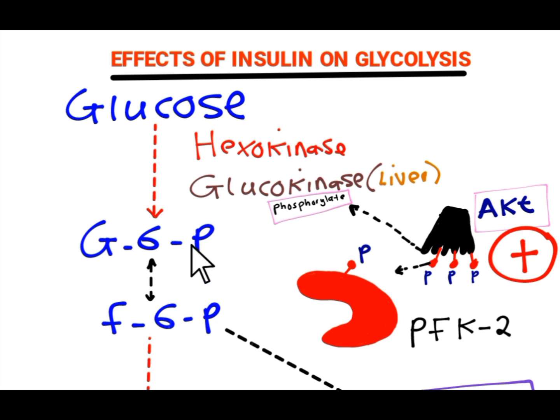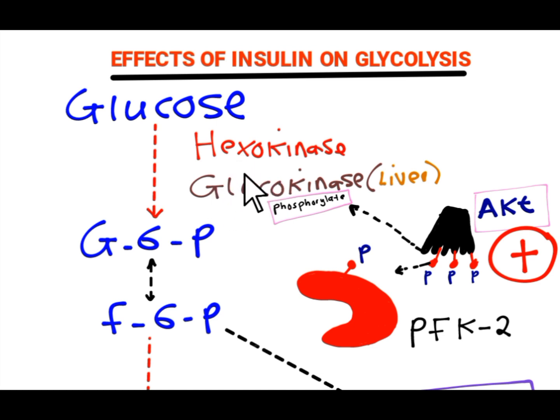Now, we have got two types of enzymes that can do this. We have got hexokinase and glucokinase. And there is a significant difference between these two enzymes. Now, what is the difference between hexokinase and glucokinase? So the main difference is that glucokinase is only found in the beta cell and the liver cell. Hexokinase enzyme is found in all other cells apart from the beta cell and the liver cells.